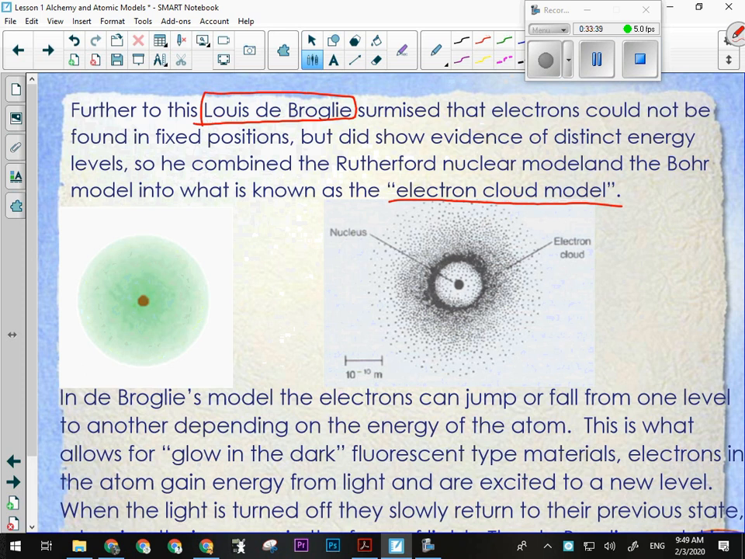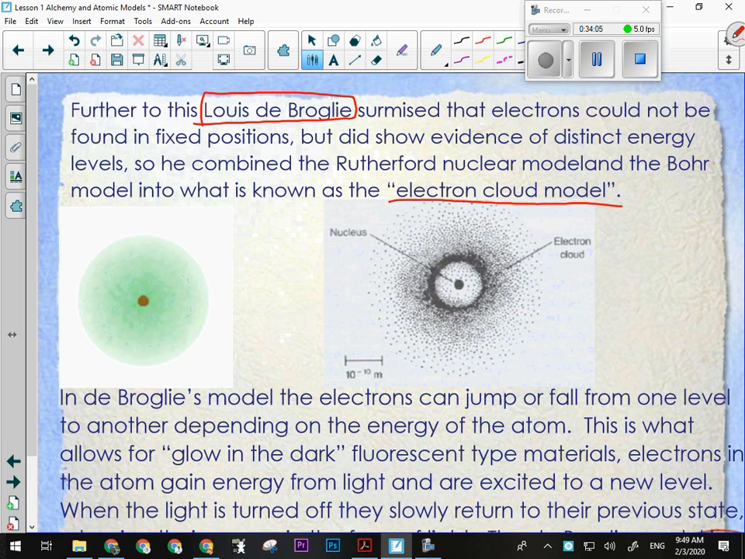Electrons are going to be found in a cloud surrounding the nucleus. Their locations cannot be determined exactly, but they can be located with a degree of probability. I would predict an electron would be in this region, and that would be likely, but I can't say for certain that it would be there. That's de Broglie.